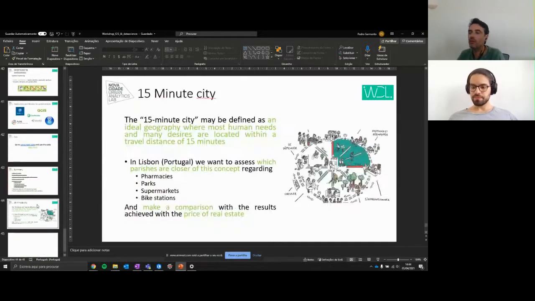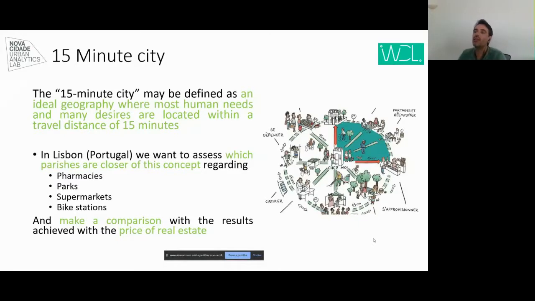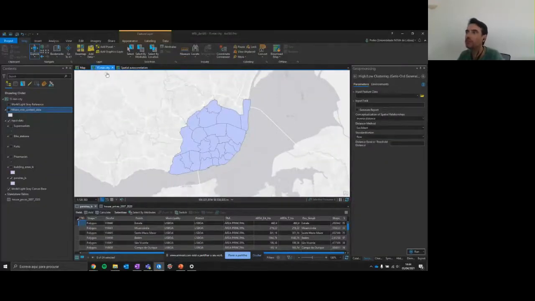Okay, so to give you a little overview of the demo that I prepared. I don't know if you already heard about the concept of a 15-minute city, which may be defined as an ideal geography where most human needs and many desires are located within a travel distance of 15 minutes. In the example that I will show you, in Lisbon, we will assess which parishes are closer to this concept regarding pharmacies, parks, supermarkets, and also bike stations, and also make a comparison with the results achieved with the price of real estate. So I will go here to the application. Okay.